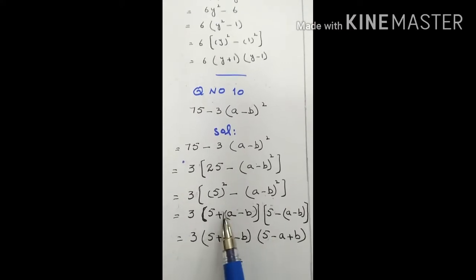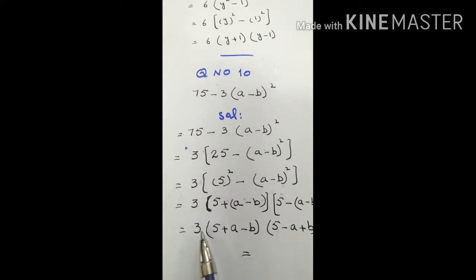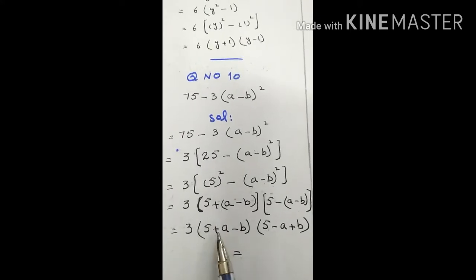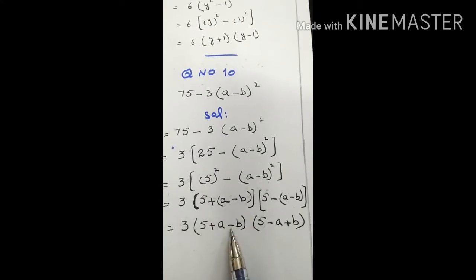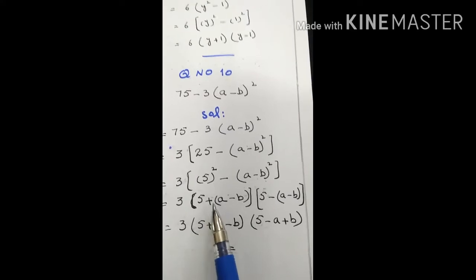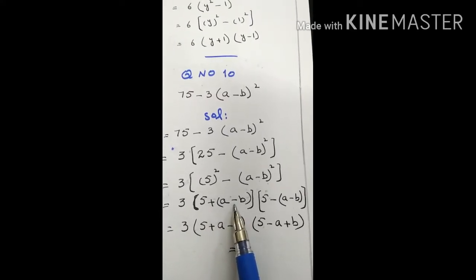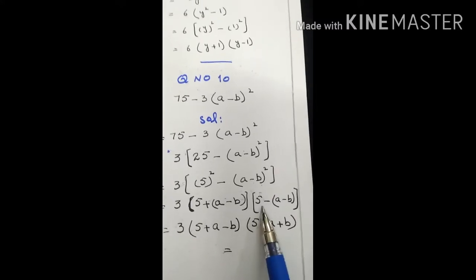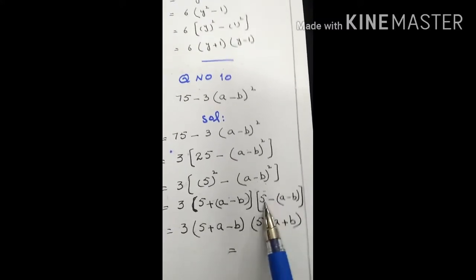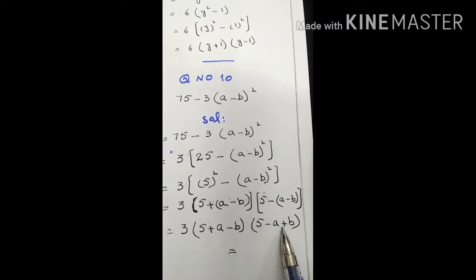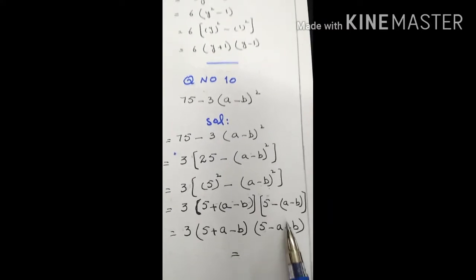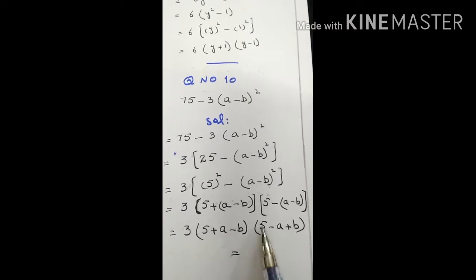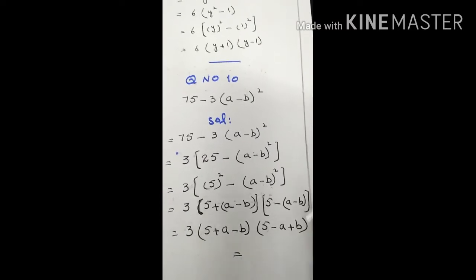Now open these brackets. 3 will be carried as it is. 5 plus a minus b, the sign will remain the same because due to this positive sign, no sign will change. Here 5 minus a, minus minus, plus b. So we are having a plus b, a minus b.